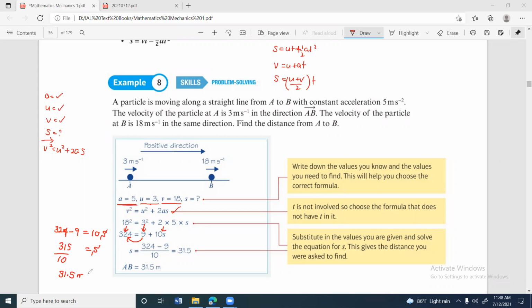Remember, you need to put the units. That's quite important, because all of these are given in meters per second and meters per second squared. The final answer should be 31.5 meters. That is a way of obtaining the answer for this question. Right, okay. Let's go to the next question.